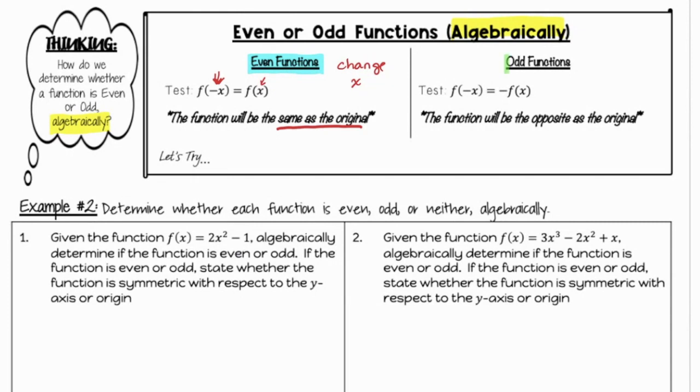If I want to look for odd functions, what does odd mean? Odd functions are symmetric with respect to the origin. So what changes? We're going to be changing both the x and the y. In this case, my f of x is going to become an f of a negative of x. And if it's an odd function, the function will be the opposite of the original. In simple terms, all signs are going to be negated. So we're not looking to see if it's exactly the same. This time, everything is just going to be opposite. So let's test this out. Let's look at our example.